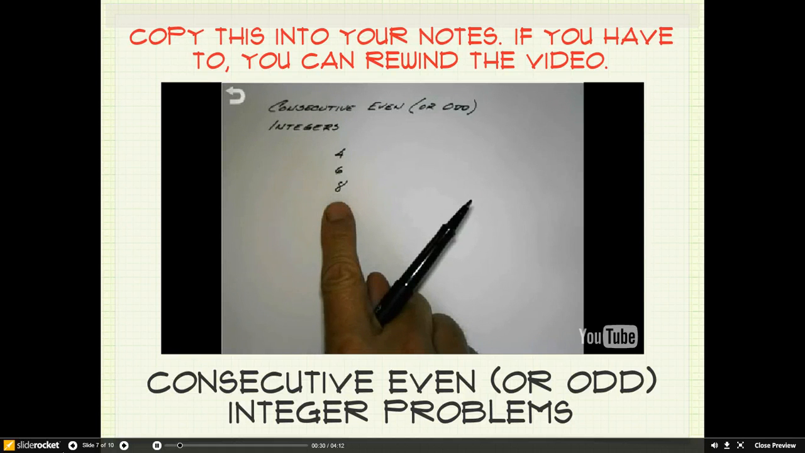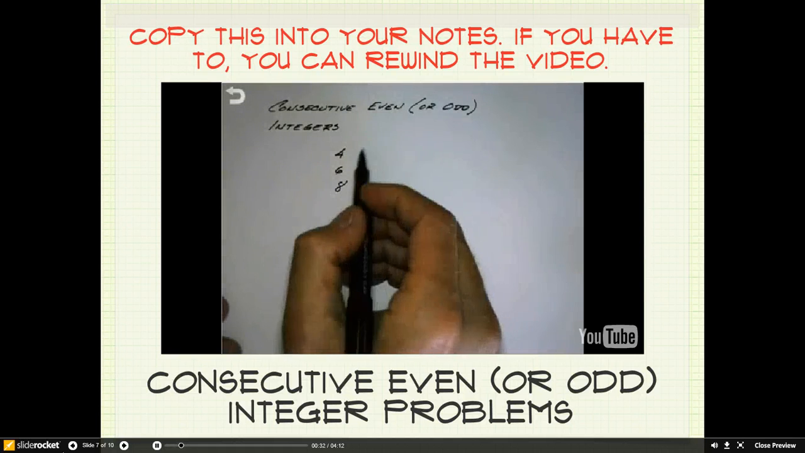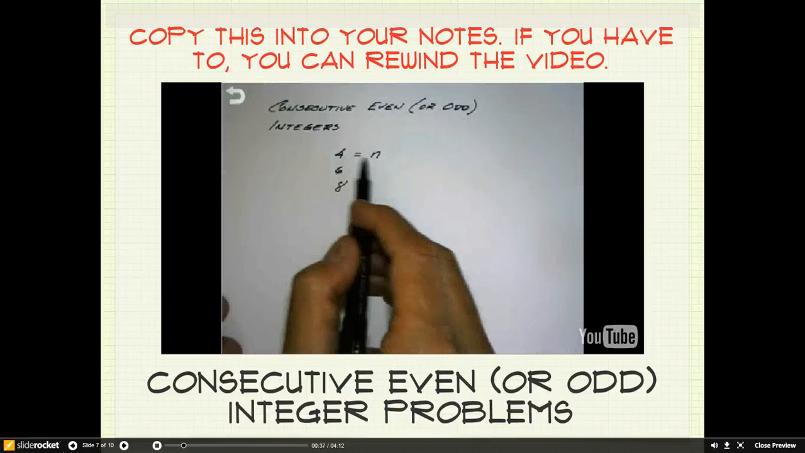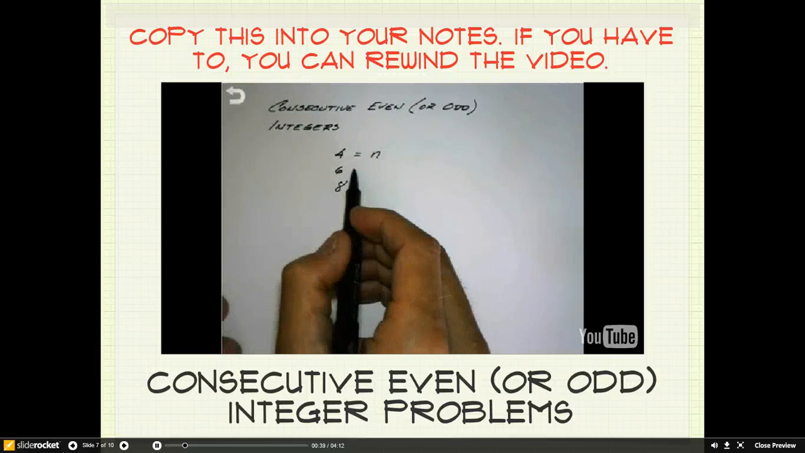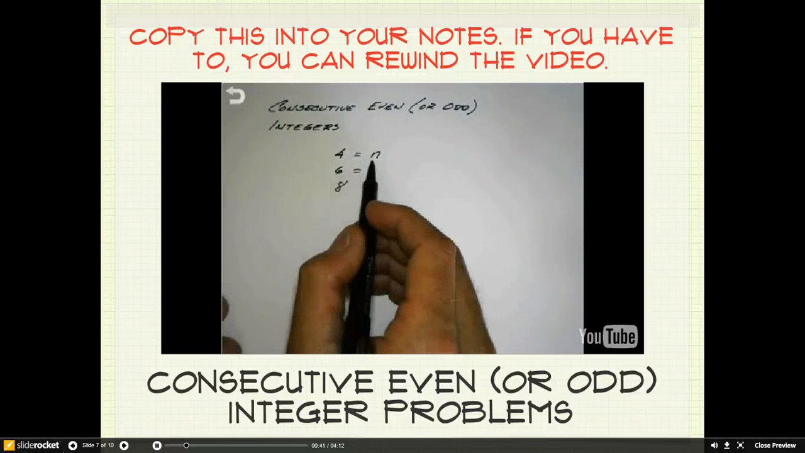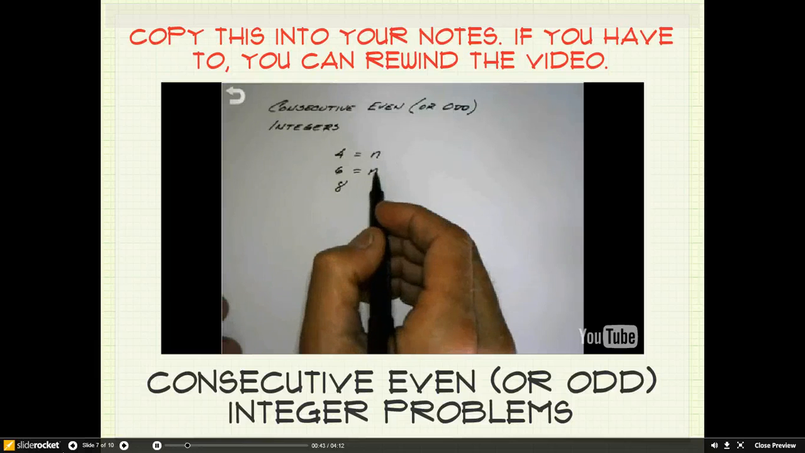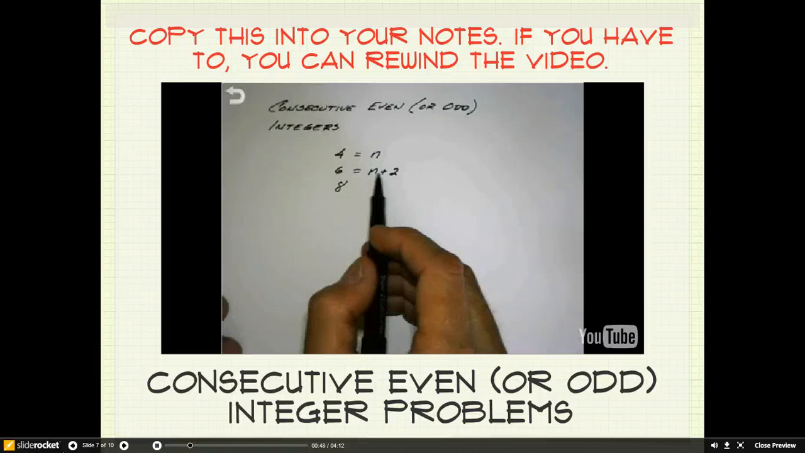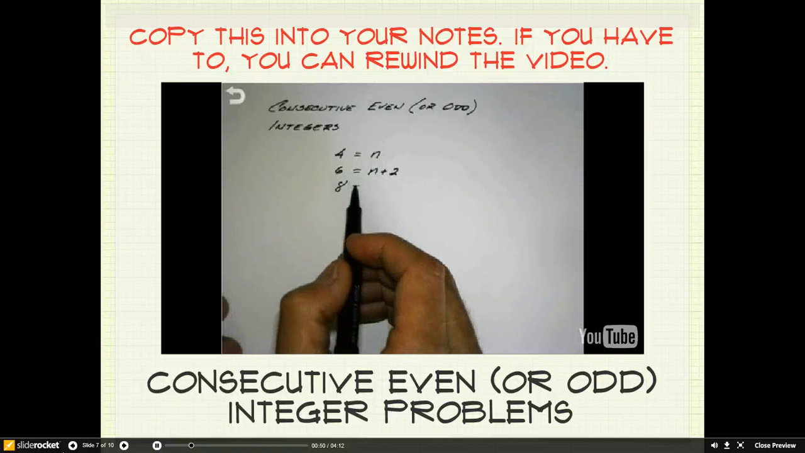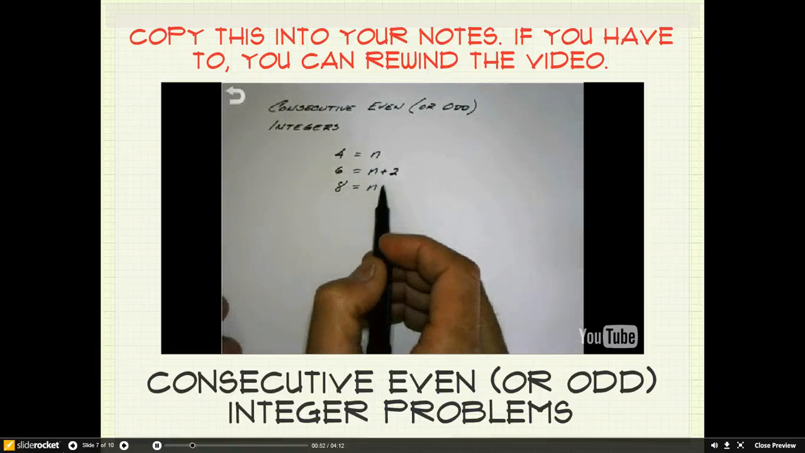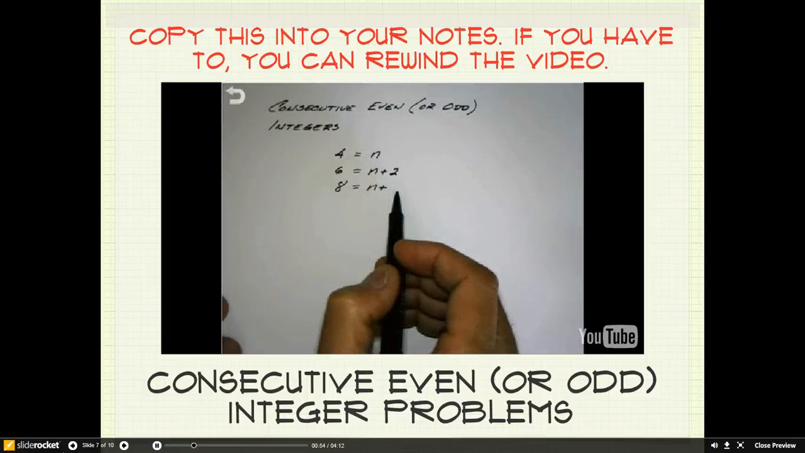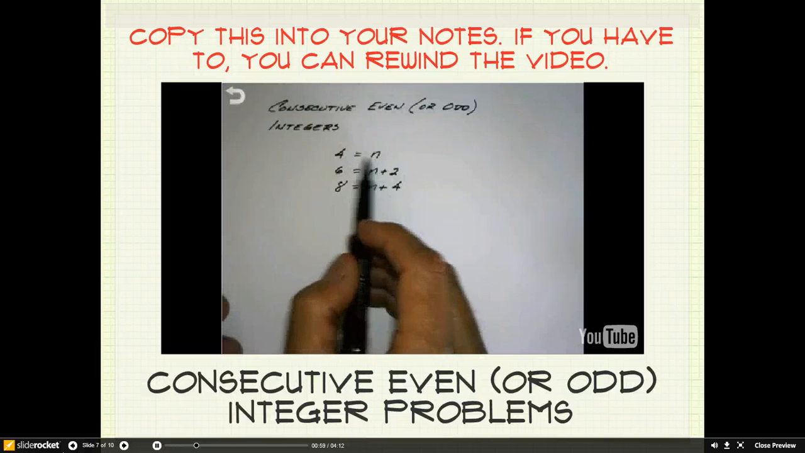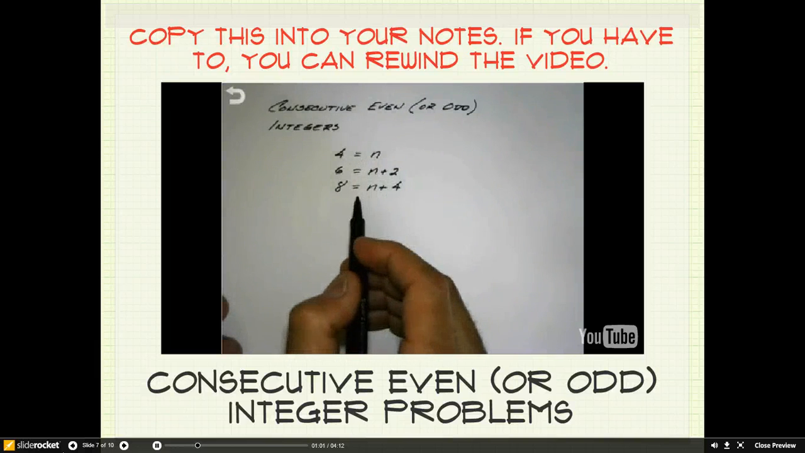Now, if you remember in the last problem, what we looked at is calling the lowest number n. So I'm going to do that. I'm going to say 4 is equal to n. How would I express 6 in terms of n? Well, it would be n plus 2. Because if n is equal to 4, 4 plus 2 is 6. Now, the 8 would be n plus, what would I put right here? Did you say 4? That's right. Well, if n is equal to 4, then 4 plus 4 is 8.